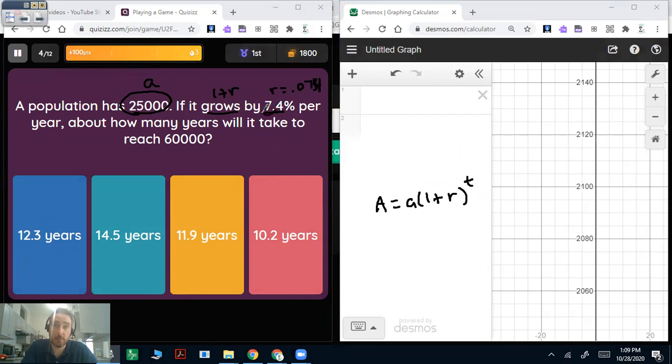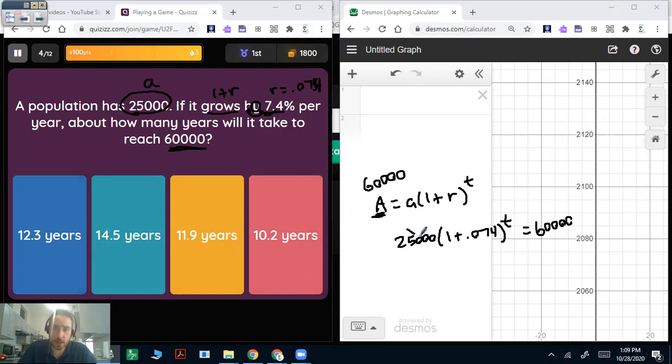Remember, we take that decimal and move it 2 places to the left to convert it from a percent to a decimal. So this is going to end up being 25,000, parentheses 1 plus 0.074 raised to the t power. And it says, how many years is it going to take to reach 60,000? Well, that's your final amount, right? So we can set that equal to 60,000. So let's solve this one by hand since the last one we did with a graph.